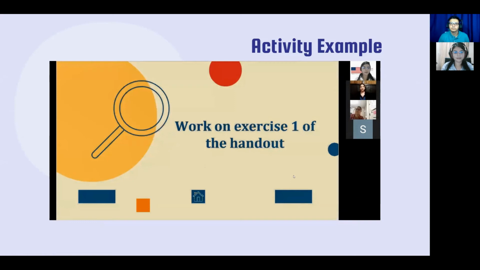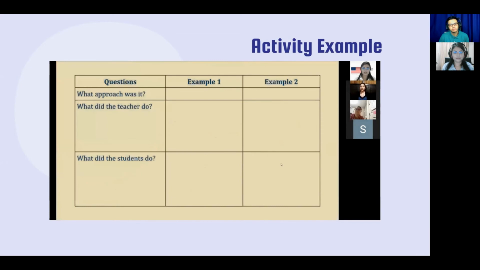So in the document that I sent this morning, you will find handout number 1 in which you have the first exercise, okay? So what do you have to do in this exercise? You have to read example 1 and example 2, and you have to complete this table, okay? So in example 1, what approach was it? You have to identify which is the approach that the teacher is using to teach the grammar point, and the same for the second one. What did the teacher do, and what did the students do? Okay?